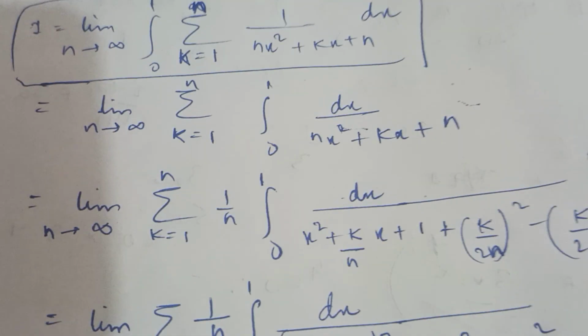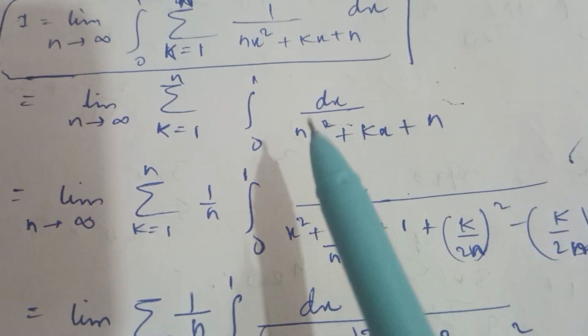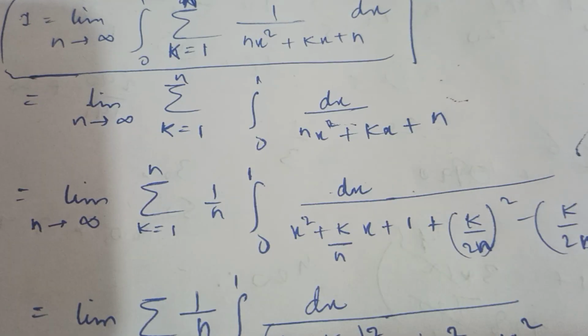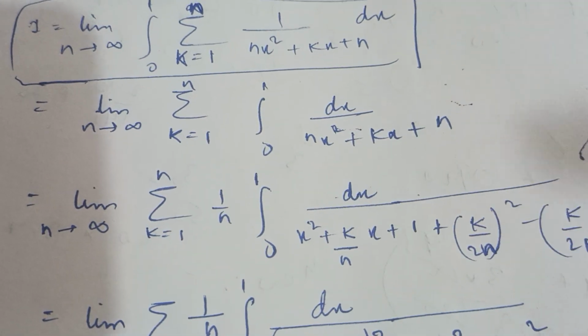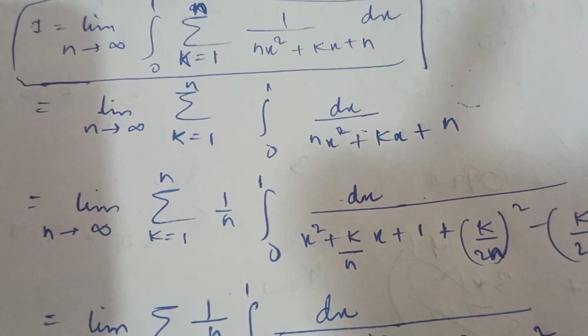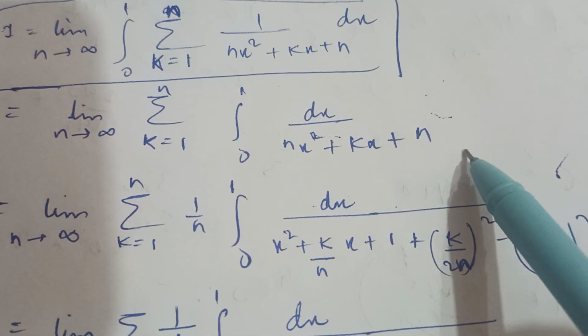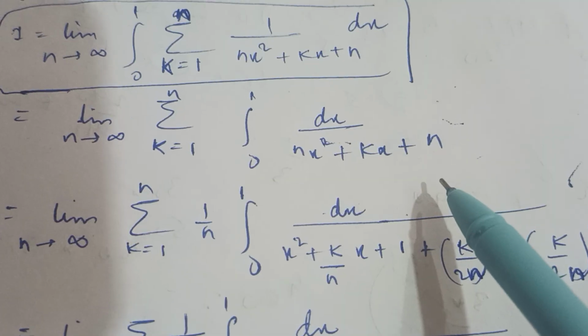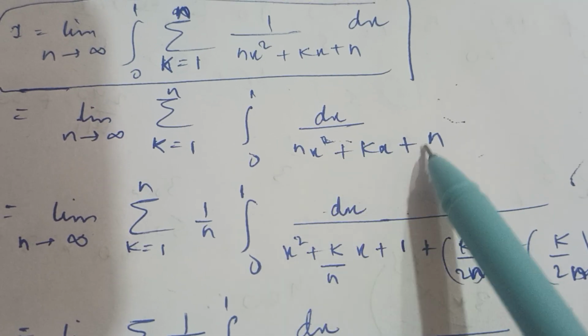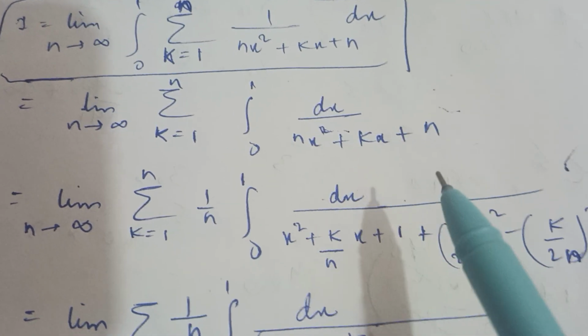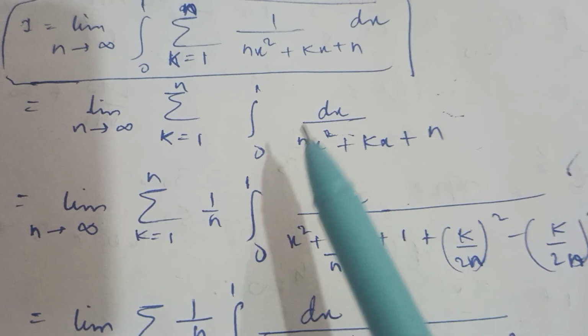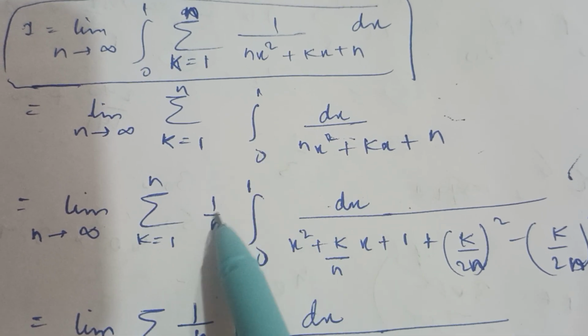Now this is the standard technique. In the denominator we can make it a perfect square form and take it to something of the tan inverse kind, like 1 upon under root a square plus x square. So you may be familiar with it. I will make it a perfect square by adding and subtracting k upon 2n square. I am taking an n outside, 1 upon n.